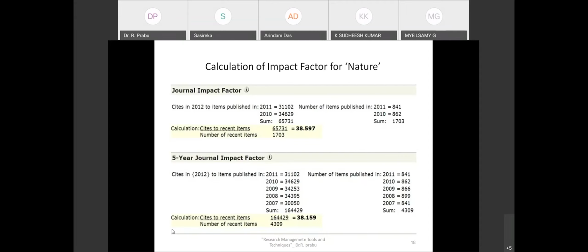Another method is the 5-year journal impact factor. If you want to know the 5-year journal impact factor, the same formula is applied here. Okay, hope you will understand. I will give you the PowerPoint also, and at a later stage you can use it also.